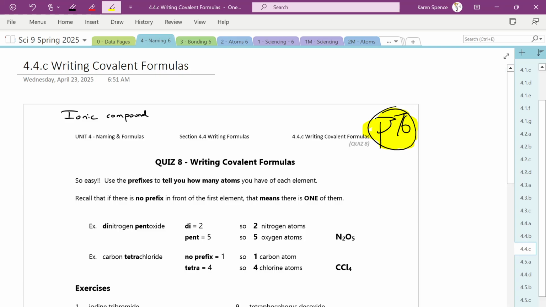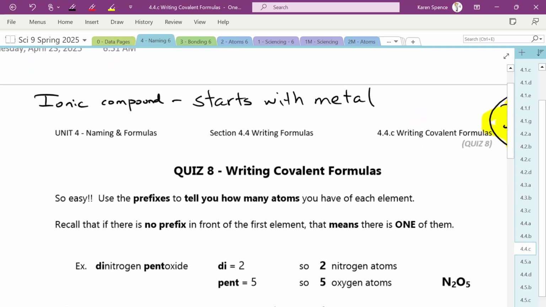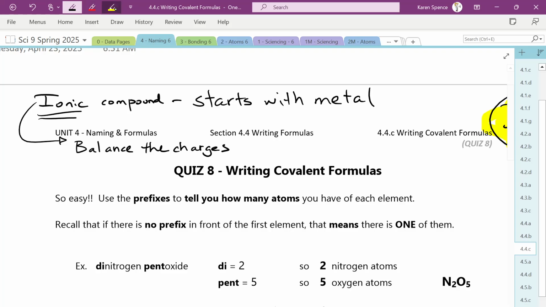How do we know that we have an ionic compound? If the metal comes first. So it starts with a metal. Thank you, Jerry. All right, so an ionic compound starts with a metal, and when we write the formula for ionic compounds, we have to balance the charges. Okay, so those are ionic compounds. They start with a metal, and you have to balance the charges.